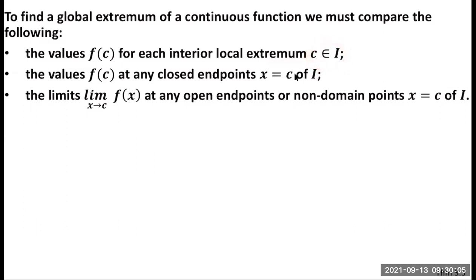At each interior local extremum, you need to check the value f of c, and then you need to check the values f of c at any closed endpoint x is equal to c. And then if you have any open endpoints, you need to find the limit of the function at those open endpoints. That way you can determine whether you are going to have global extremas or not.